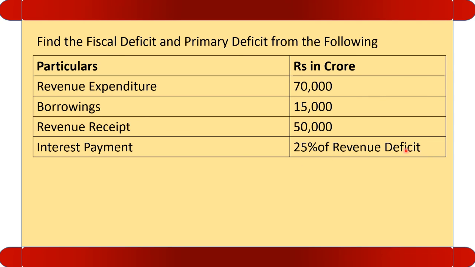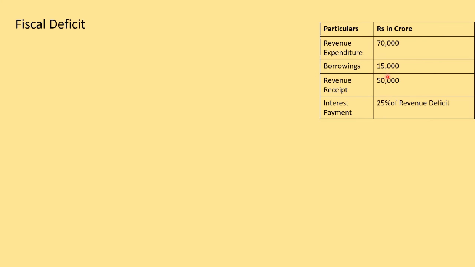So there is a twist over here. Interest payment is not directly given to us. To find out the interest, what we have to do? We have to firstly calculate revenue deficit, and from the revenue deficit we can calculate interest payment. I paste the question over here. I think the question is visible to everyone.